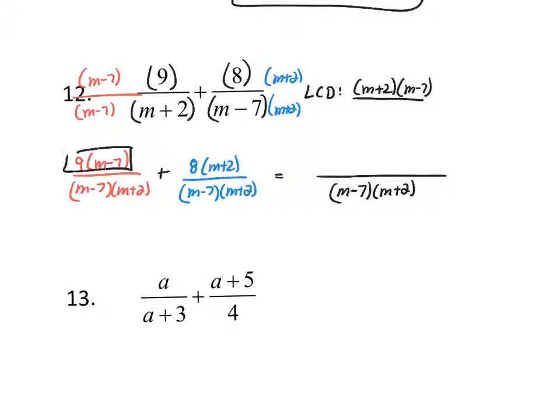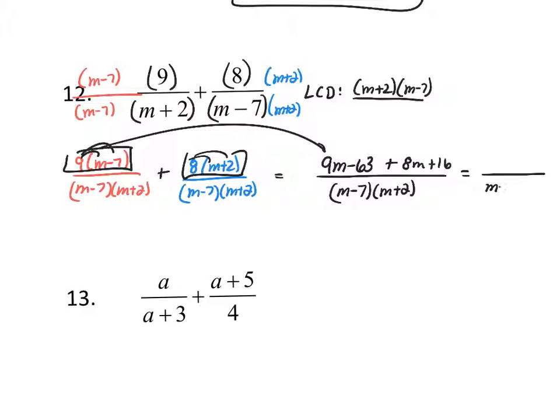Now we do need to expand the top. What is 9 times (m minus 7)? Well, that's 9m minus 63. And then we'd have to do the same thing here. We'd have to distribute that 8, so that's 8m plus 16. So after we collect all of our like terms, again, we have a common denominator of (m minus 7) times (m plus 2). So I have 9m and 8m, which is a total of 17 m's. Negative 63 and positive 16 would combine to negative 47. And since the numerator doesn't have any common factors, I won't be able to factor anything out, so I know I'm done there.